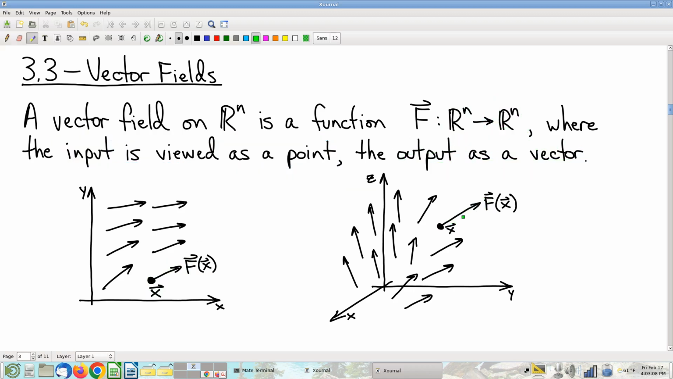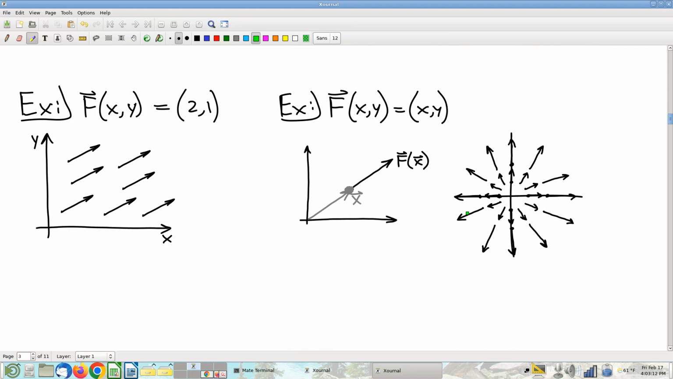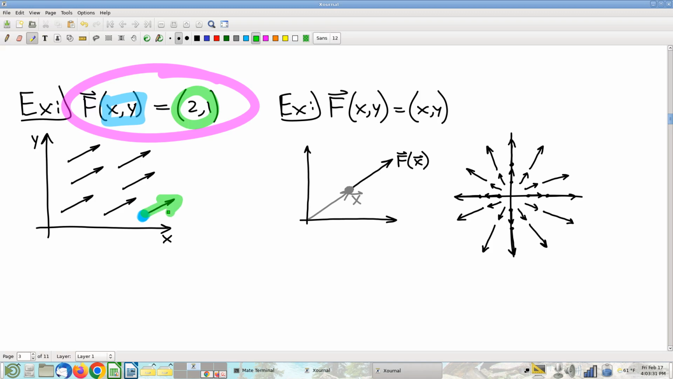Alrighty. So, let's see some examples just to get a few wins under our belts. Here is a vector field, and let's look at the input point, x comma y. Some point there. And then what's my field vector? The output, 2 comma 1. Well, that'd be about like this, I suppose. So there's one point-vector pair representing what the field looks like at that point.